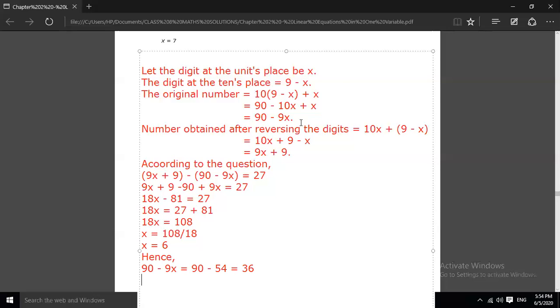Hence the required number is equal to 36. We can see the sum of the digits is 9. When we reverse it, the number becomes 63. So 63 is greater than 36 by 27. So we get the correct answer.